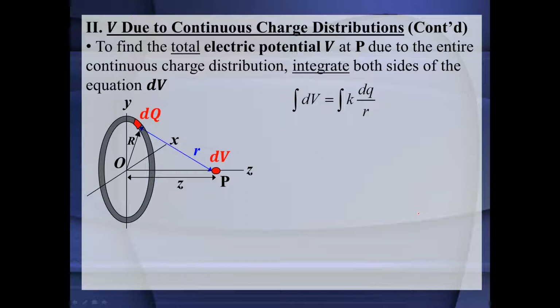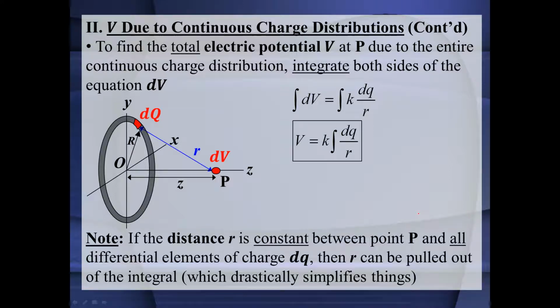And on the right-hand side of the equation, we can definitely pull out Coulomb's constant. So what I would have then is V is equal to K multiplied by the integral of dQ divided by R. Now, there is a way to make this a little bit more simple. If the distance r is a constant between point P and every single one of the differential elements on your continuous charge distribution, then you can also pull that out of the integral.